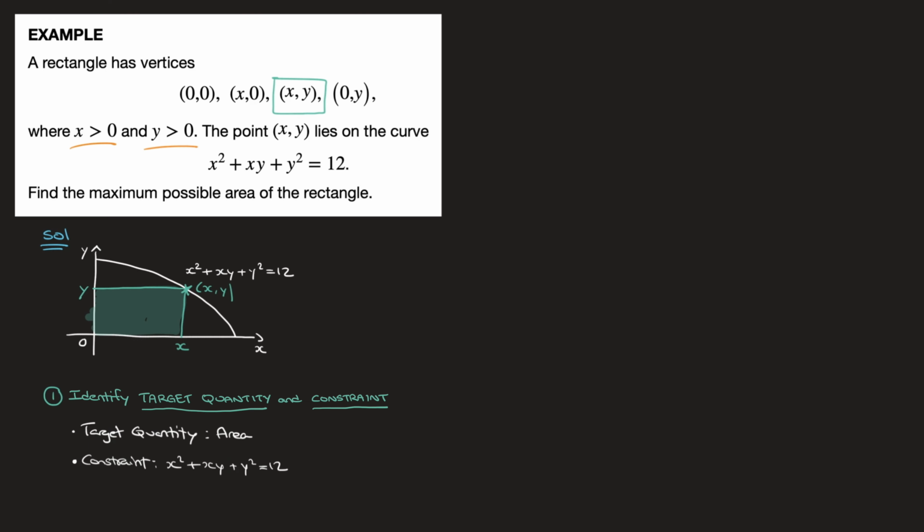So I move on to step 2, and I'll write that up here. And step 2, remember, involves writing both the target quantity as well as the constraint in terms of the problem's variables.